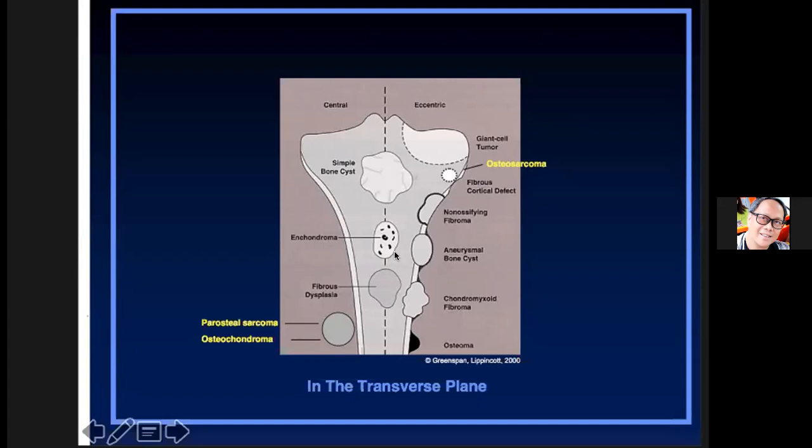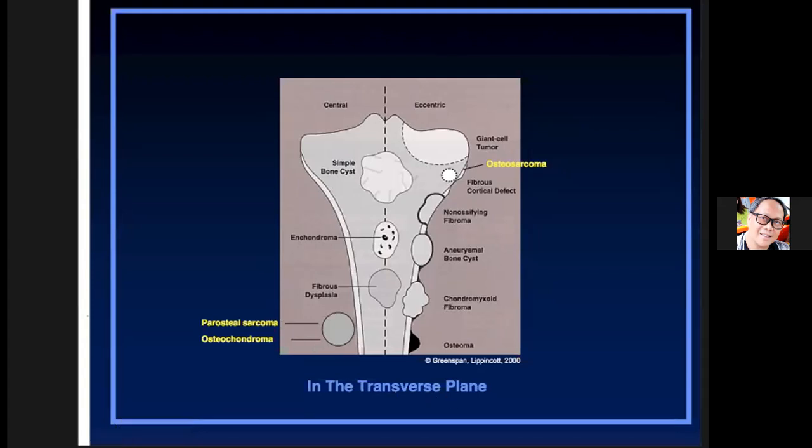For example, enchondroma usually is central, no? Along with fibrous dysplasia. Okay, while in cortical lesions are non-ossifying fibroma, aneurysmal bone cyst, chondromyxoid fibroma, even osteoma, osteoid osteoma. No? And then a little further outward, on top of the cortex, the periosteum, there are also lesions, no? Like parosteal osteosarcoma and osteochondroma.